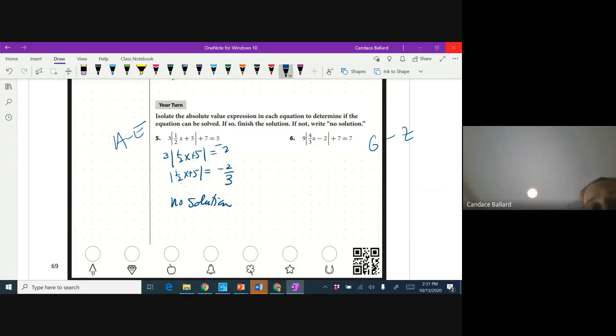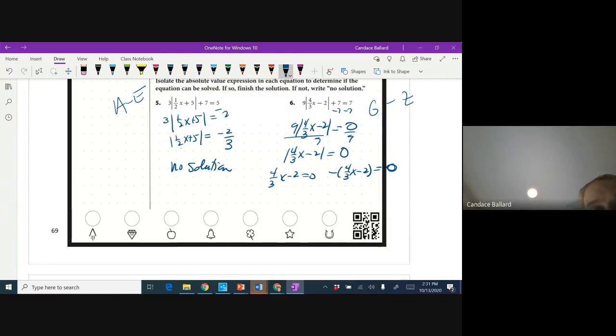All right, on this one here, we're going to subtract the 7. So you got 9 absolute value of 4/3 x minus 2 equals 0. Divide by 9. So you got absolute value of 4/3 x minus 2 equals 0 still. Positive expression and a negative expression, even though we know there's only going to be one answer, because of the rules. I'd still do that because it's a habit and it's a good habit to be in, and it doesn't matter that you've got the same answer twice.